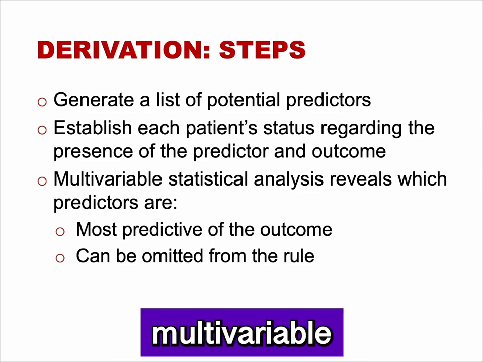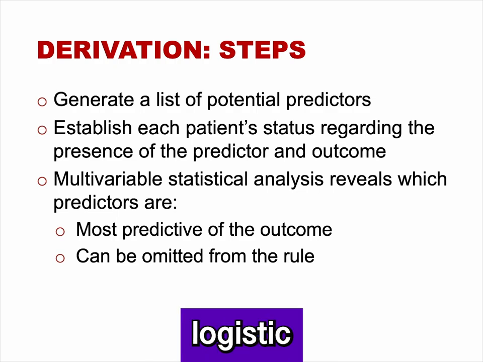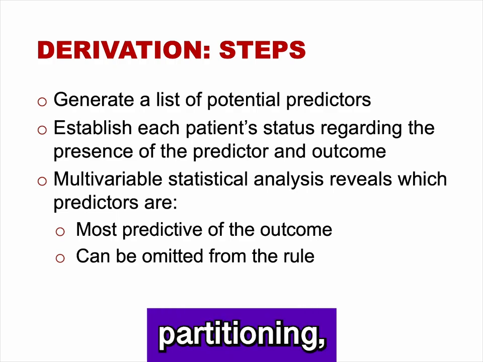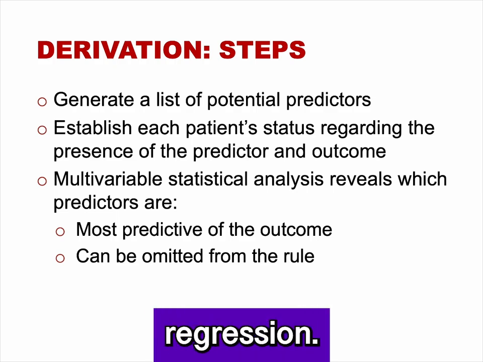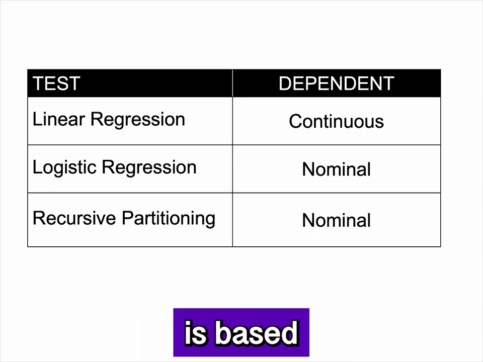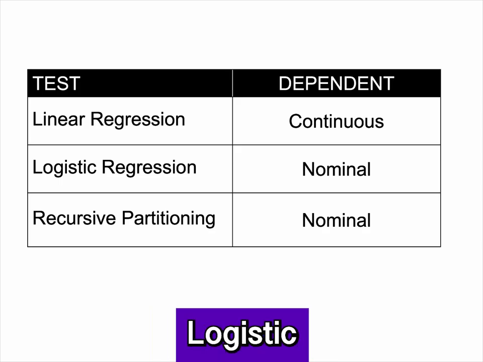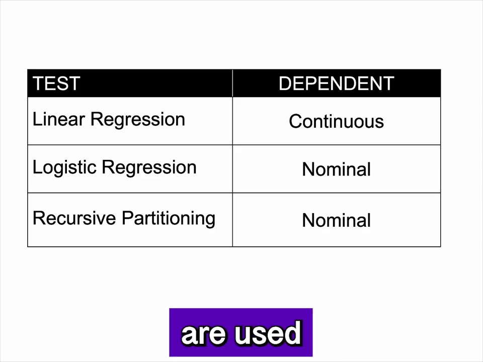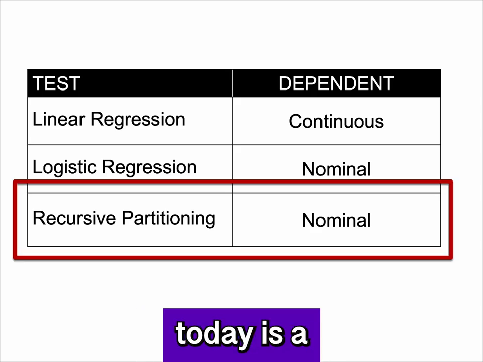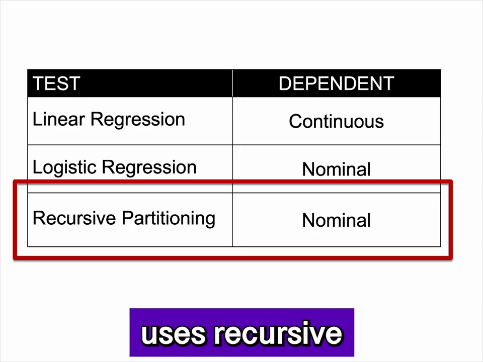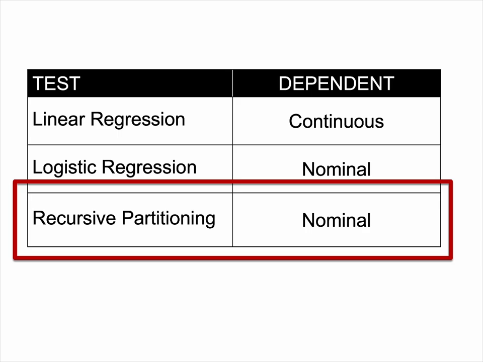Commonly used multivariable statistical techniques include logistic regression, recursive partitioning, and linear regression. Which type of regression to use is based on the type of dependent variable. Linear regression is used with a continuous dependent variable. Logistic regression or recursive partitioning are used with a nominal dependent variable. The example we review today is a nominal outcome variable and uses recursive partitioning.